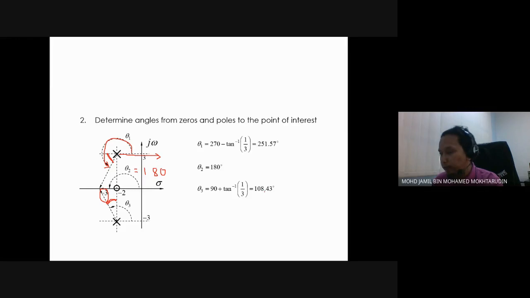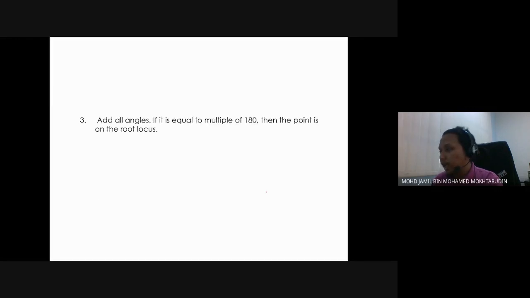So you get 108.43. And then after that, you sum all the angles and determine whether it is a multiple of 180 degrees or not. So you have three angles just now. So this is angle poles, and then this is 0, and then this is pole.